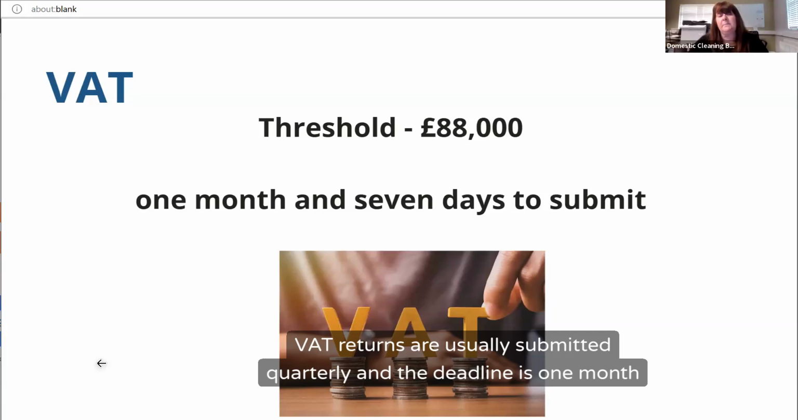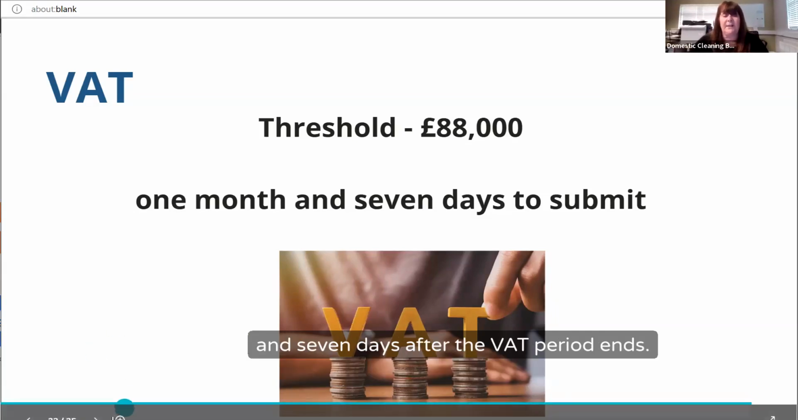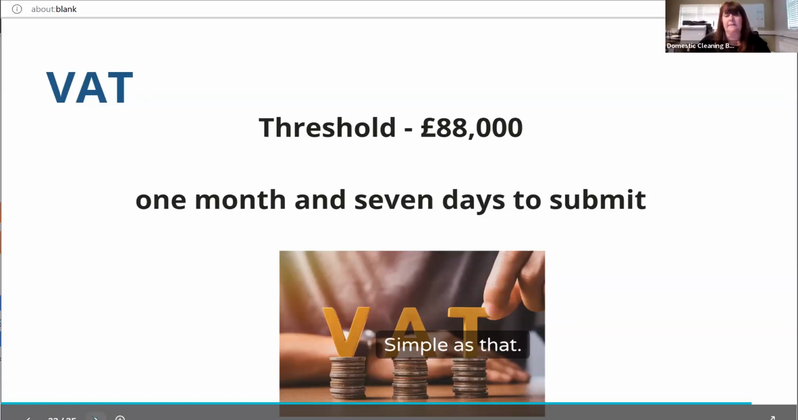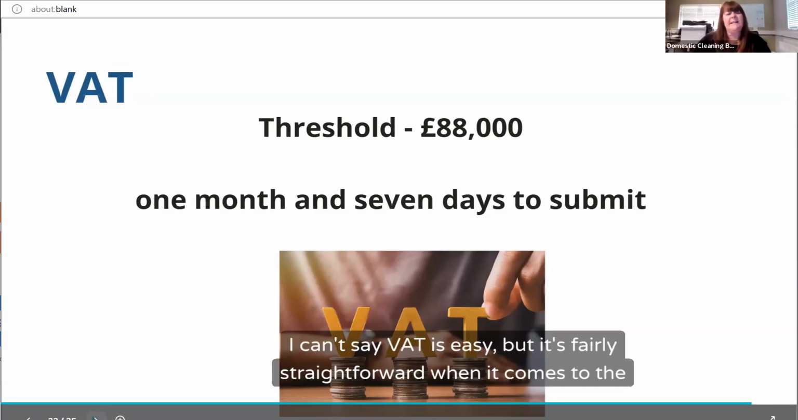VAT returns are usually submitted quarterly, and the deadline is 1 month and 7 days after the VAT period ends. So if your VAT period is 1st of Jan to 31st of March, your VAT return is due by the 7th of May. Simple as that. Nice. And I can't say VAT is easy, but it's fairly straightforward when it comes to the deadlines.